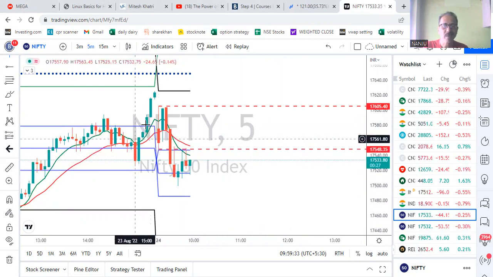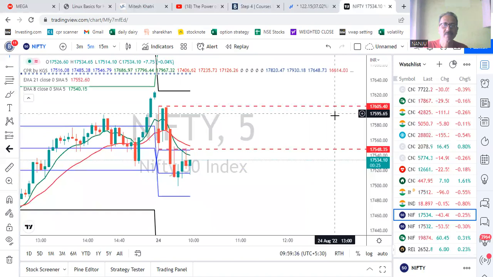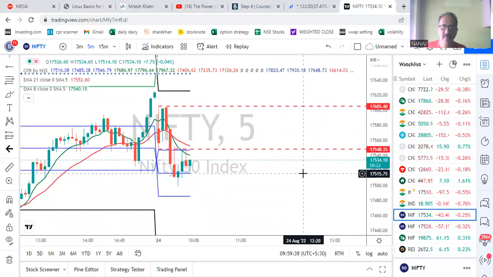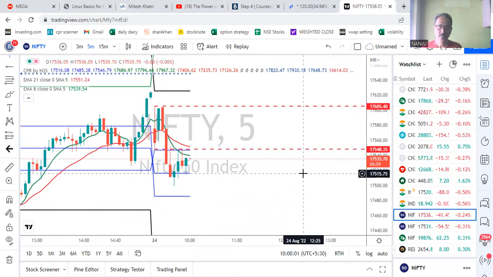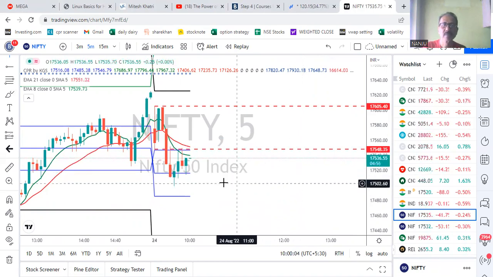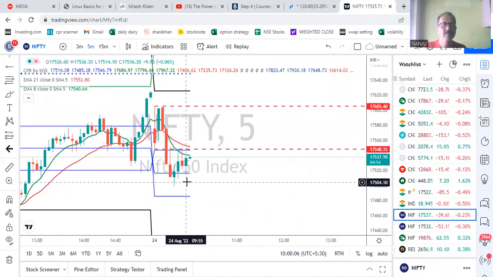And there should be a crossover. See, I have three indicators on my trading view. One is the CPR, the other one is exponential moving average, 21 exponential moving average, and 8 exponential moving average. So there are three indicators which I depend on. CPR is for getting the support and resistances.